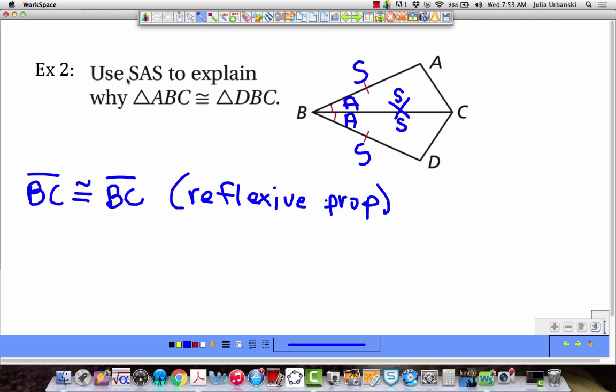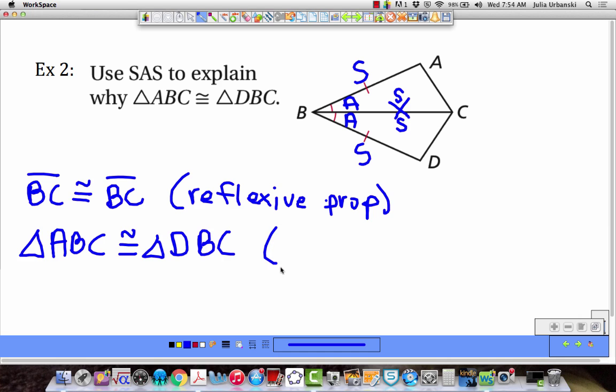So now we just go right back to this. Triangle ABC is congruent to, notice that the letters line up as well. A here lines up with D. B lines up with B, and C lines up with C. So it's triangle DBC. And what would I put in parentheses for that reason? That's what you're going to have to do on tonight's homework, is put the explanations in too, not just the 3 letters.